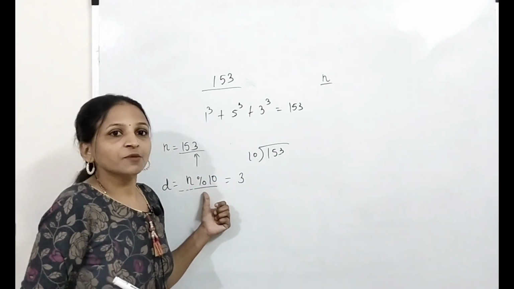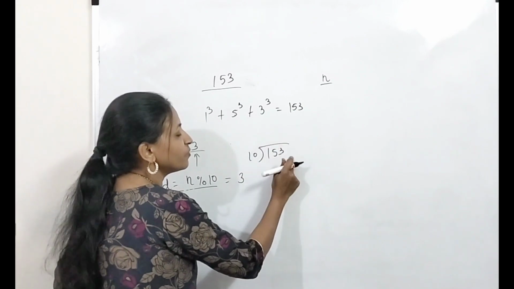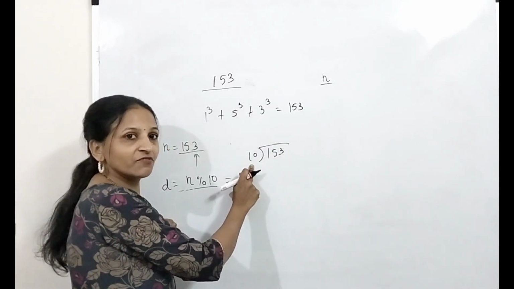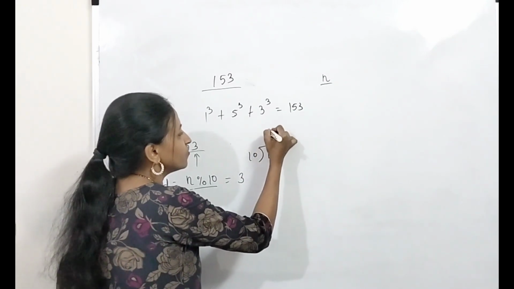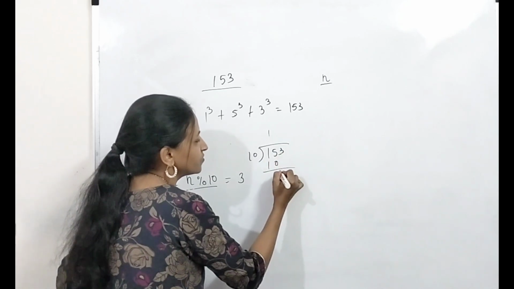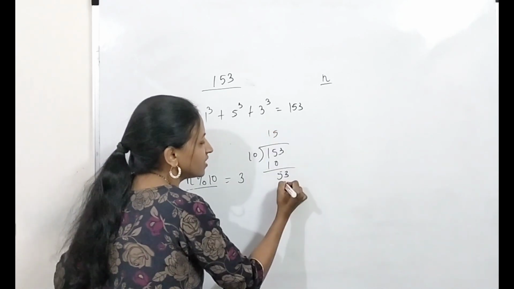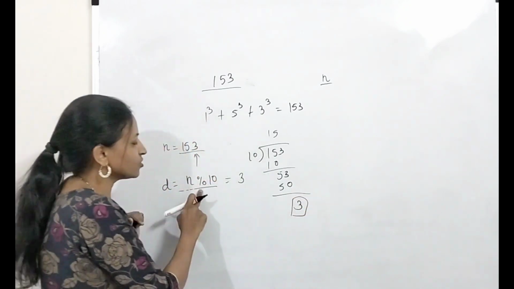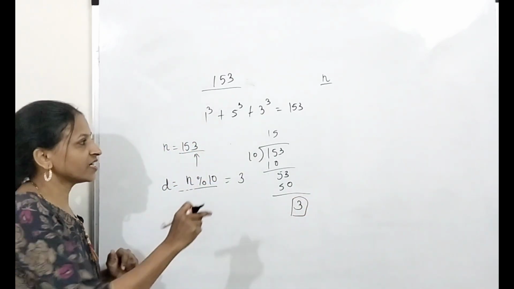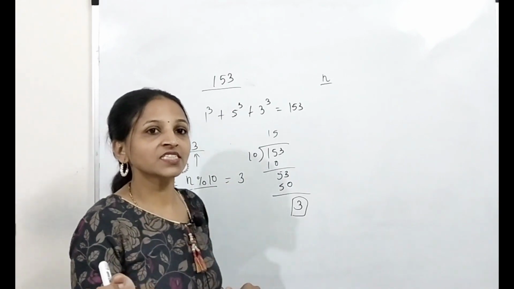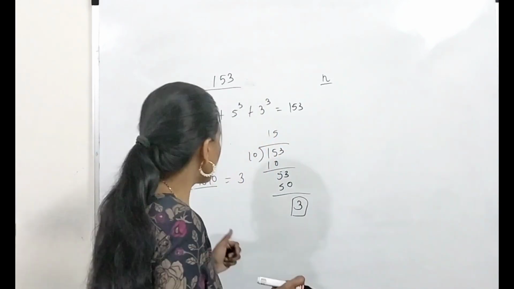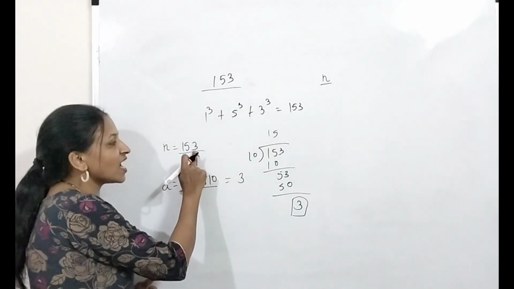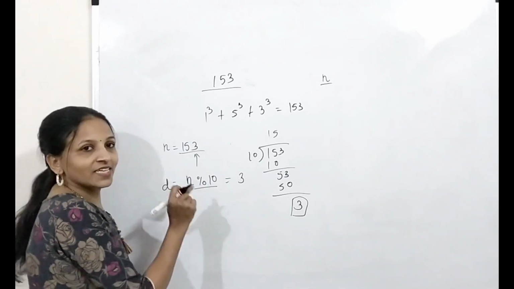Always remember what remainder means. See, 153 modulus 10, divide by 10. We will do first 10 ones are 10, 5 tens are 50, and so on. That's why here the remainder is 3. See, the modulus operator always gives us the remainder and the division operator will give us the quotient. That's why here we will get the last digit using this technique.